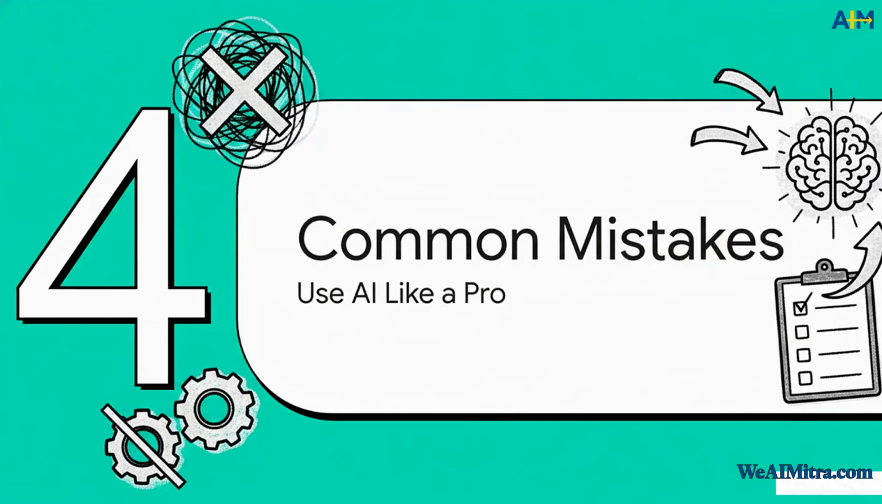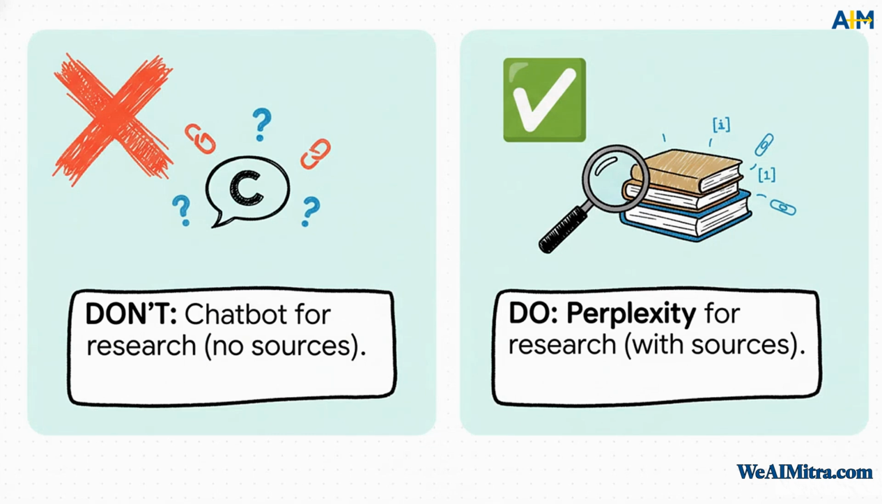Easy, right? But wait, before you dive in, we need to talk about a few common mistakes. Honestly, knowing what not to do is just as important as knowing what to do, especially if you want to use these tools like a pro. So the number 1 mistake, by far, is using the wrong tool for the job. Please, don't use a general tool like ChatGPT for serious academic research. You'll pull your hair out trying to find verifiable sources. Always use a dedicated research tool like Perplexity for that.